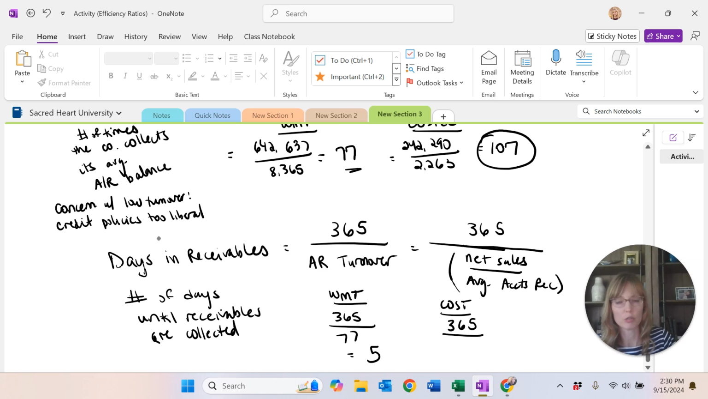For Costco, this really would just relate to Costco's credit cards, or if they have some customers that are not individuals, maybe a business customer that might do business on credit. 365 divided by the accounts receivable turnover of 107. This works out to be 3. So of course, if the receivables turnover for Costco is higher at 107, it must have a lower number of days in receivables.